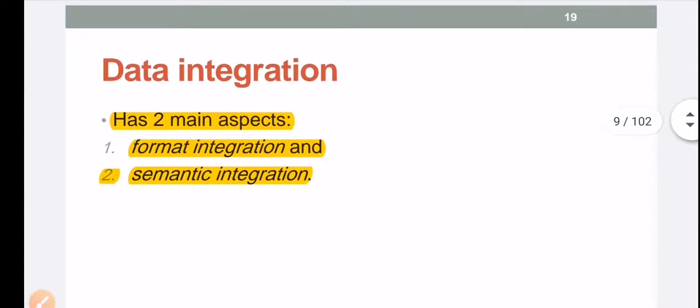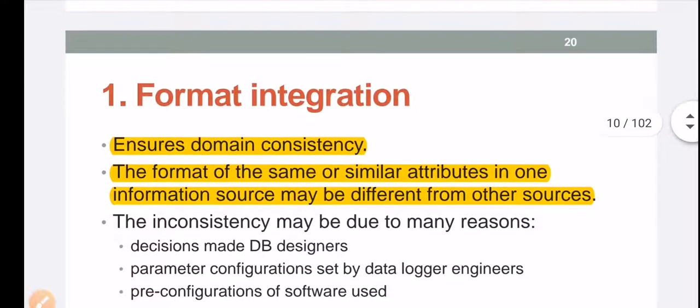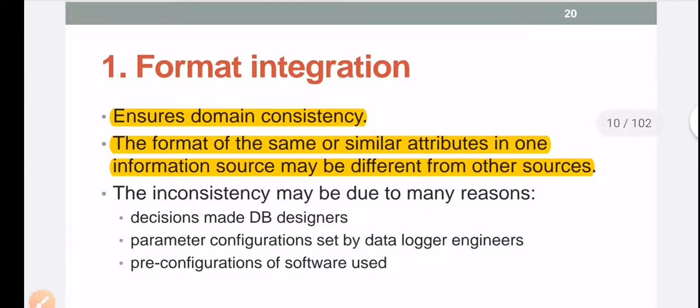Data integration has two main aspects: format integration and semantic integration. Format integration is needed because we are collecting data from different sources, so the format could be different for the same attribute. It is impossible to integrate the same two features from two different sources if they have different formats. So we should transform one format to the other, and then we can integrate them together in one new attribute.